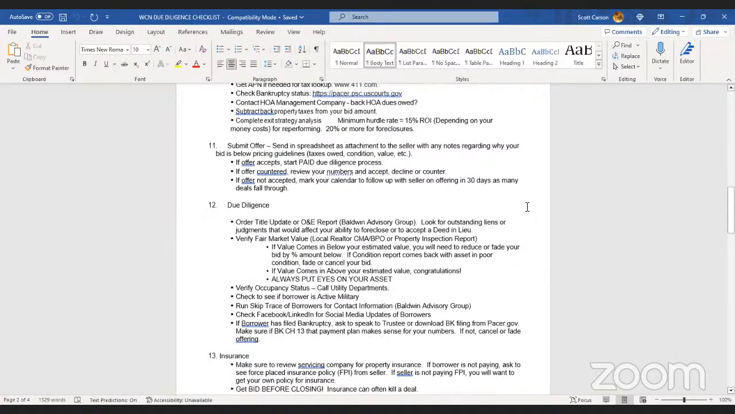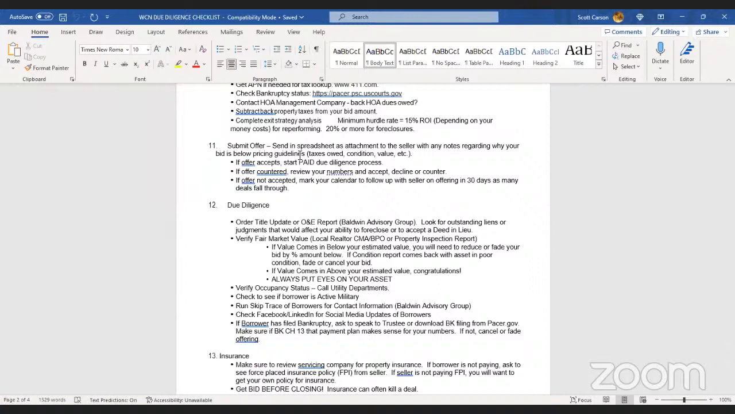Okay. 11, you submit your offer. Get it in. Send in a spreadsheet as an attachment to the seller with any notes regarding why your bids are below pricing guidelines. Talk about the condition of the property. Maybe talk about taxes. Maybe say, hey, there's a huge HOA fee that's not going away. Those are important things. If they accept your offer, that's a great thing. Congratulations. Start paying for the due diligence process, but you always want to make sure you have it under contract before you start paying for things.